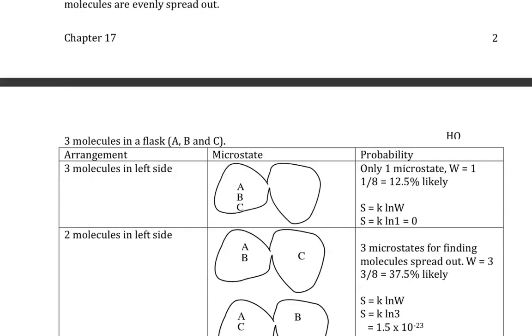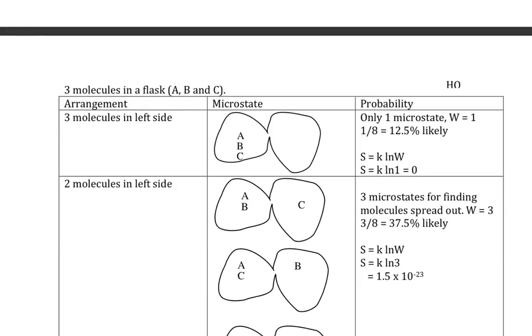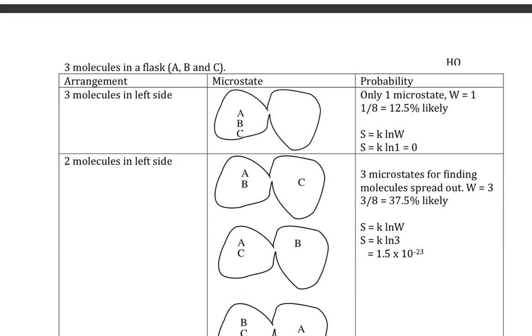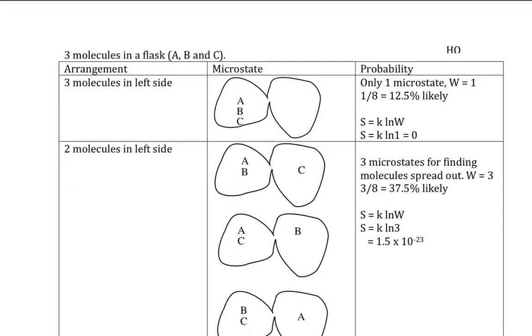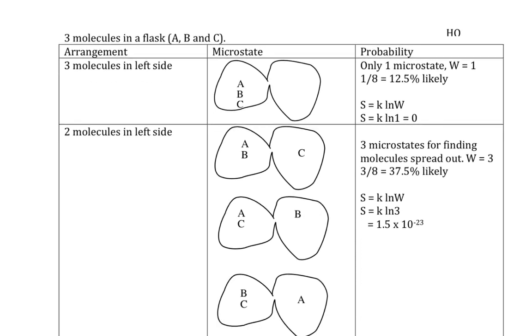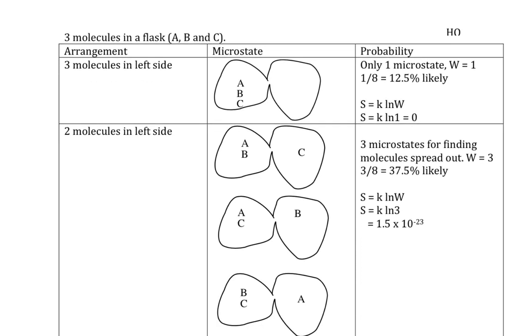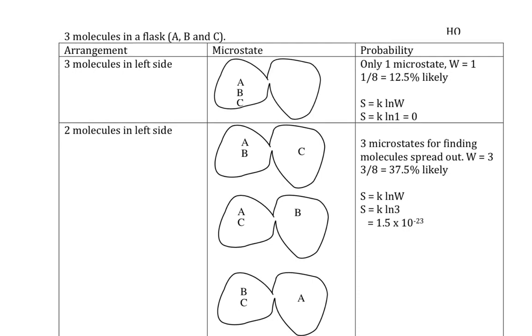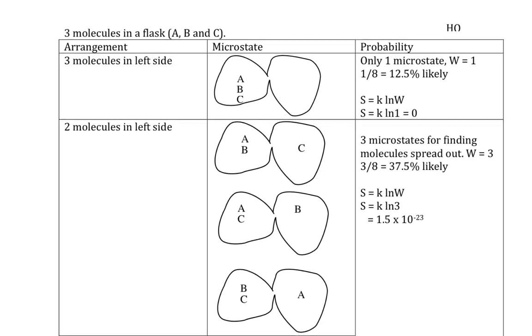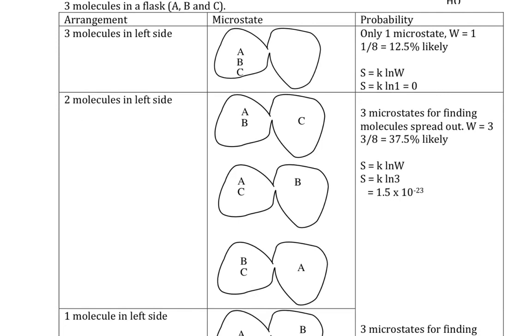So we will test that idea out by looking at a situation with 3 molecules in the flask, molecules A, B, and C. So we'll run through it the same way. We will look at different arrangements. Our first is 3 molecules on the left side. There's only one possible microstate with all 3 of them on the left side. We'll come back to this other information under the probability column when we're done with looking at all the arrangements.